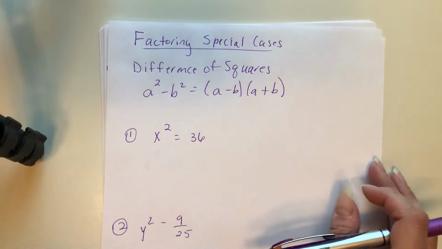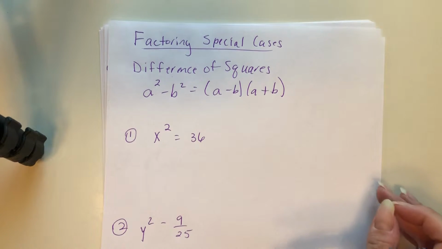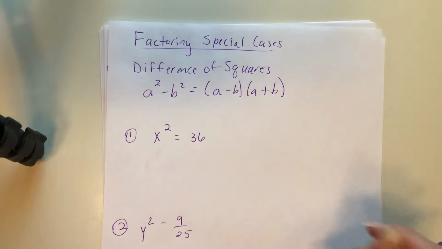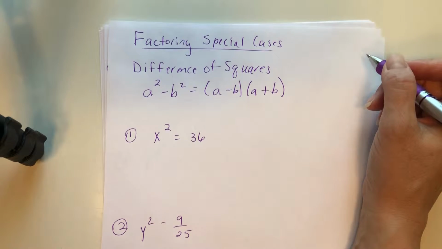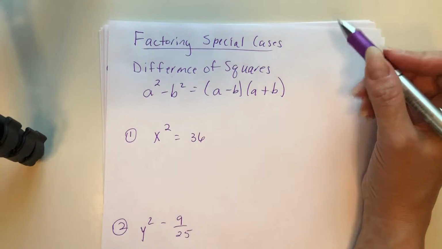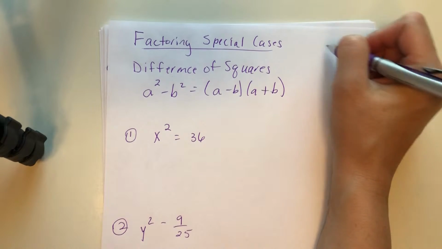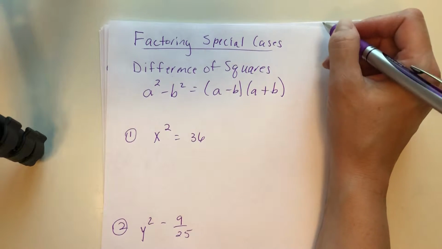In this video, we're going to discuss how to factor special cases. Special cases are going to involve perfect squares and perfect cubes. We're going to start with difference of squares. In order to understand how to do these problems, make sure that you can recognize all of the perfect squares.